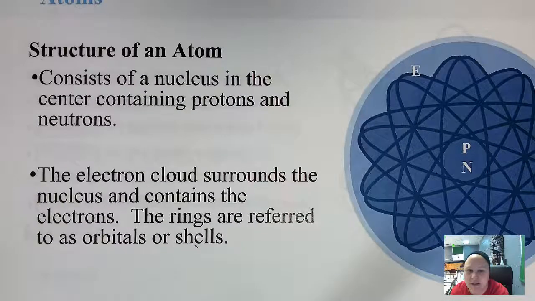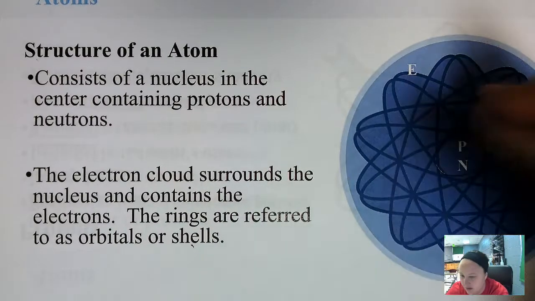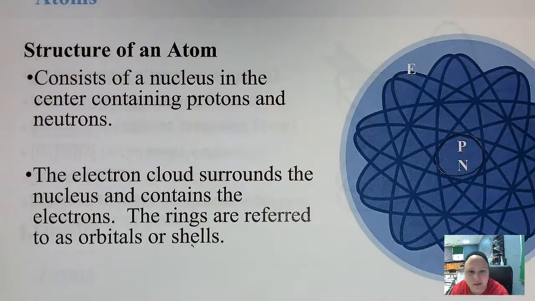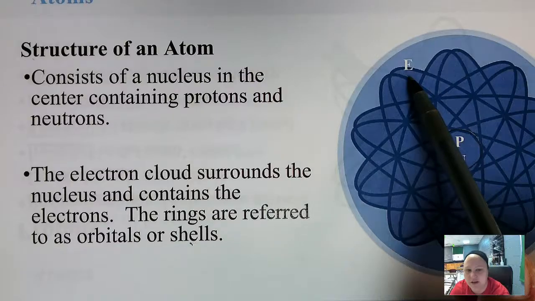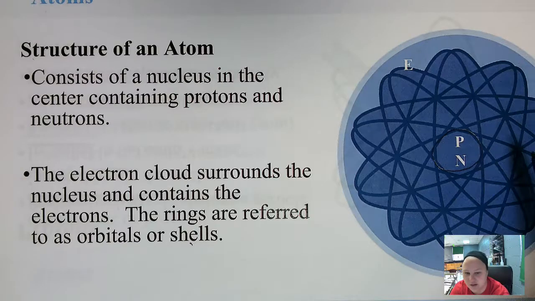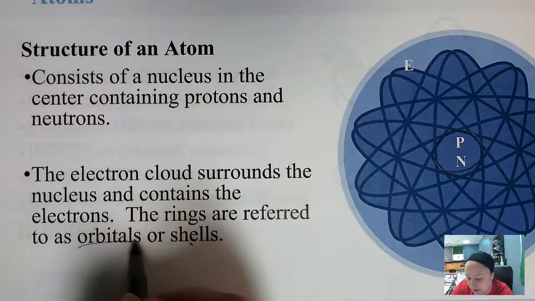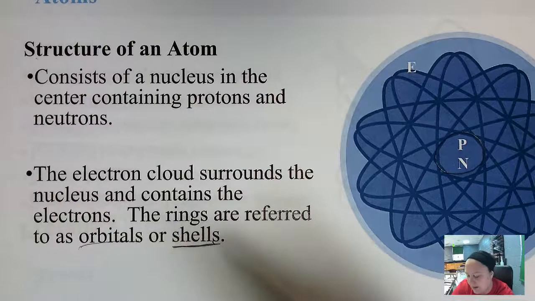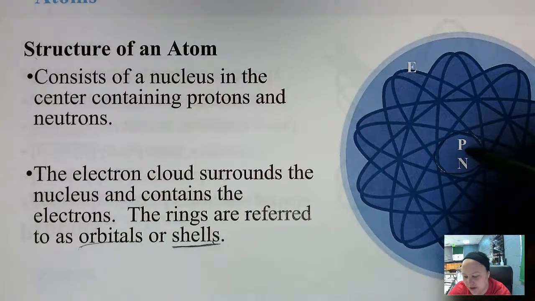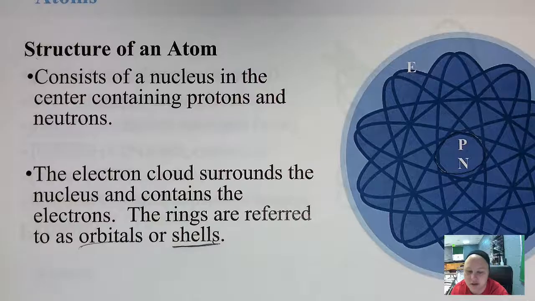So atom structure consists of a nucleus that we just said, that's in the center. So right here. It contains your protons and neutrons, and then the electron cloud, like we were saying earlier, surrounds the nucleus and contains the electrons. So these rings, like I've said, are referred to as orbits or orbitals. Some people call them orbitals. I've always called them shells. But you have your protons and neutrons in the center, and your electrons outside in the electron clouds or going around the shell that it's associated with.